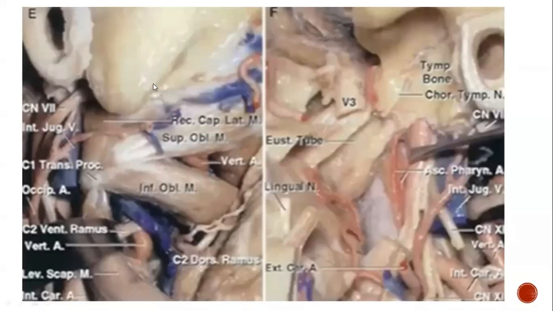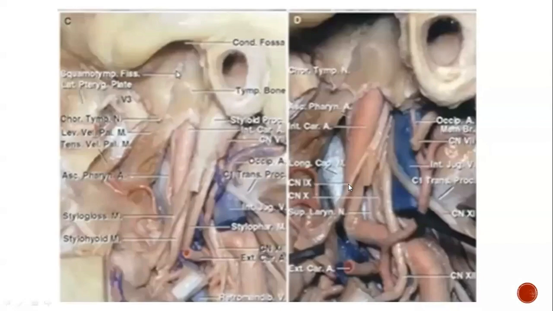This is again a similar picture. We are viewing it from the lateral aspect. This is the tympanic part of the temporal bone. And here we have the inferior oblique muscle. And this is again the internal carotid artery and internal jugular vein. So we are slightly posterior and lateral compared to the previous slide.